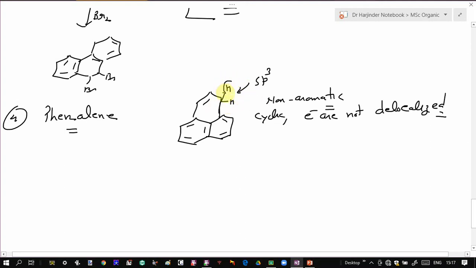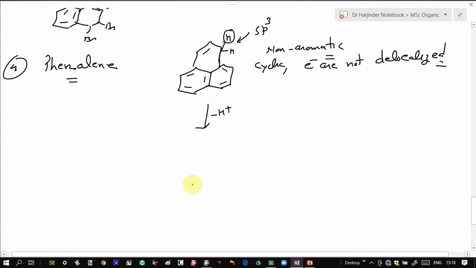However, these hydrogens are highly acidic and they can easily be lost as H plus ions, giving back an anion. So it loses an H plus ion in the presence of a base to give rise to an anion. If I write the structure of the anion, it gives rise to this anion. Now in this anion, this carbon has sp2 hybridization.